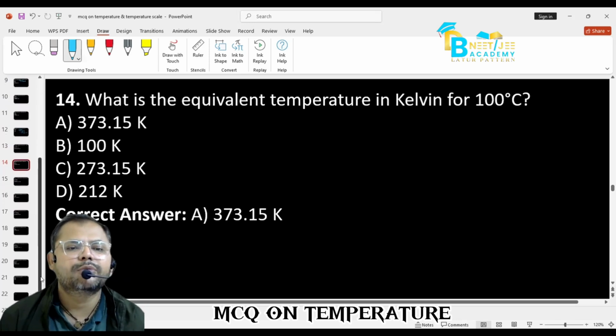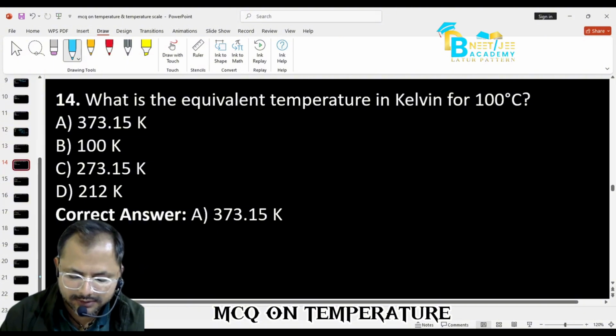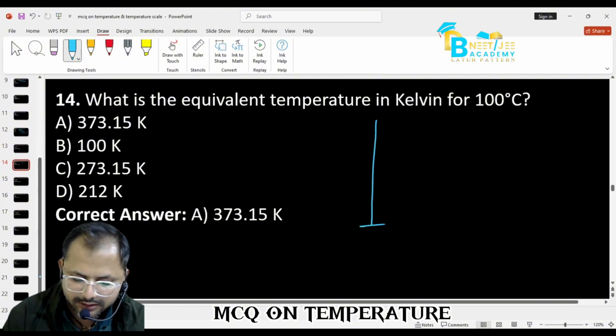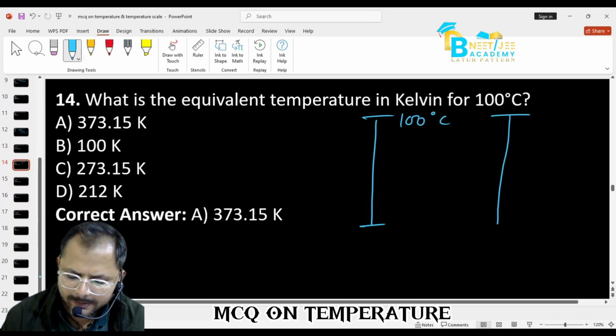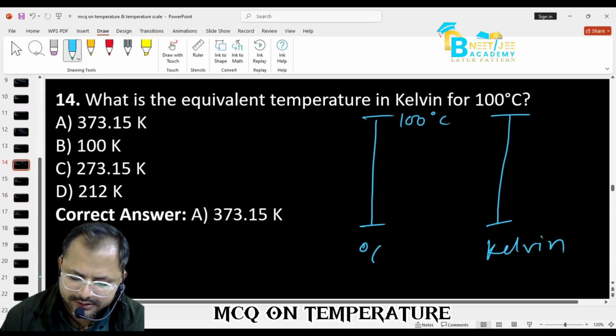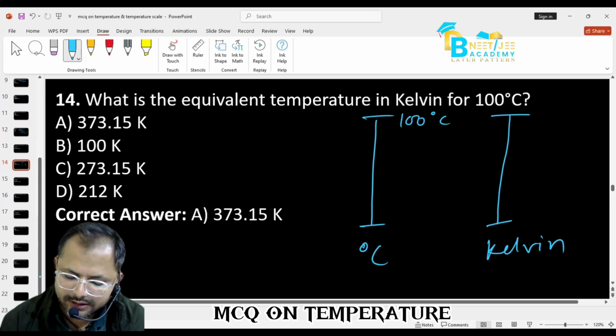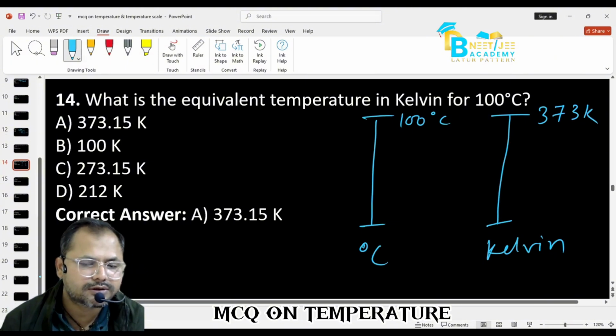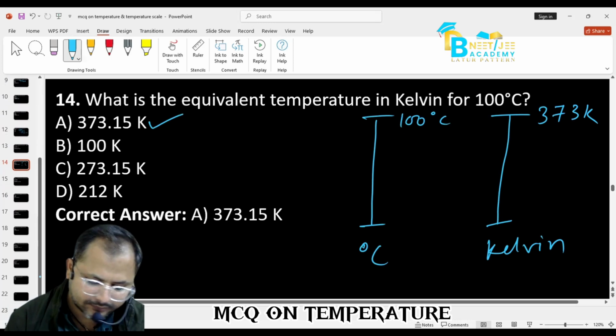What is the equivalent temperature in Kelvin for 100 degrees Celsius? आताच बघितलेलं आहे आपण. बघा, बॉइलिंग पॉइंट हे डिग्री सेल्सिअस स्केल आहे, त्यात 100 डिग्री सेल्सिअस बॉइलिंग पॉइंट आहे, आणि हे केल्विन स्केल आहे. त्याचा बॉइलिंग पॉइंट किती असतो केल्विनच्या स्केलवर, 373. 373 केल्विन असेल, 373.15 केल्विन. Option A is the correct answer.